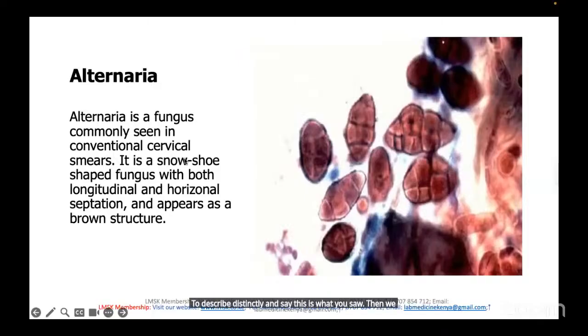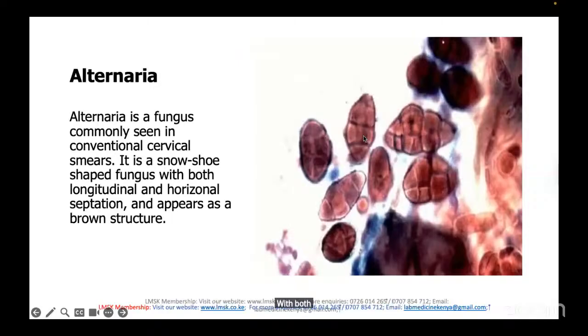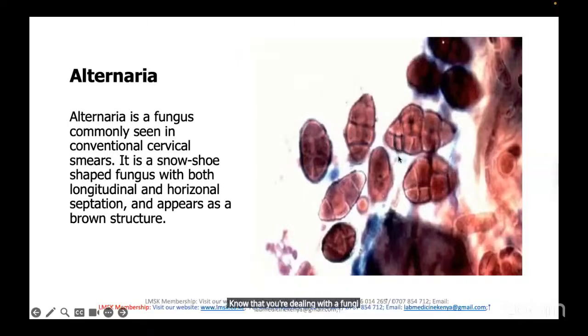Then we have another fungus here, which is Alternaria, which is commonly seen in conventional cervical smears. This is a snowshoe-shaped fungus with both longitudinal and horizontal septation. You can see the septations. And it appears as a brown structure. Some people may think that it's an artifact when it is not an artifact. When you see the septations, you are able to know that you're dealing with a fungus, which is Alternaria.